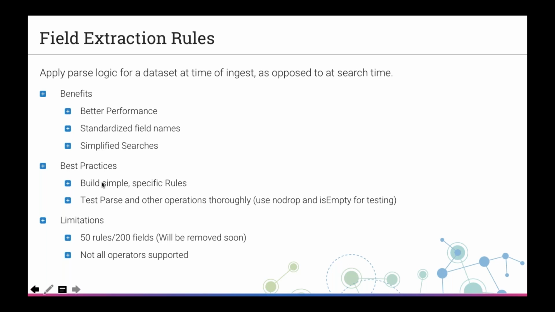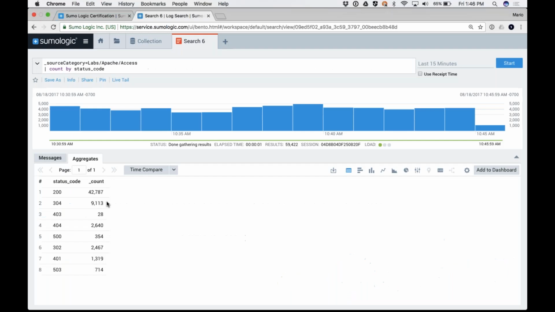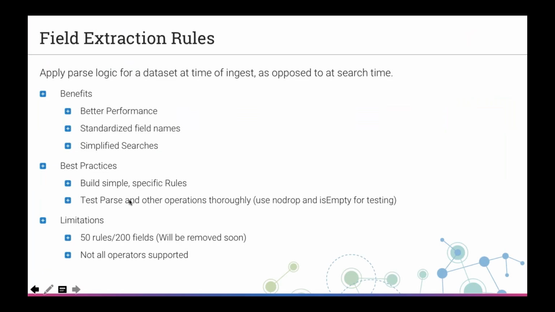When you're building your rules, build them simple. Make very specific rules. Don't try to make complex rules because they get harder to maintain. You might build them, but someone else is maintaining them, and it's going to be harder for them to know what you built in there. Try parsing your fields. Build your parse statements in here and test them thoroughly. And only once you feel like you're comfortable with it, do you want to then move on to create the field extraction rule from it.